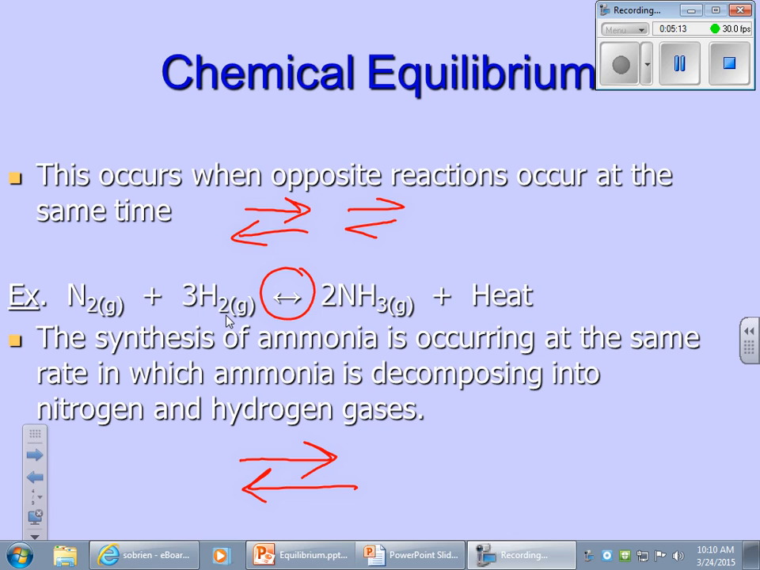The other thing to keep in mind is that equilibrium reactions are typically going to occur in a closed system. If the system is open, meaning particles, gas particles here would be able to leave the system and it wouldn't stay at equilibrium. So another condition for equilibrium is a closed system.